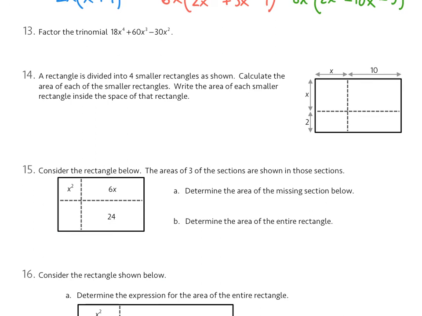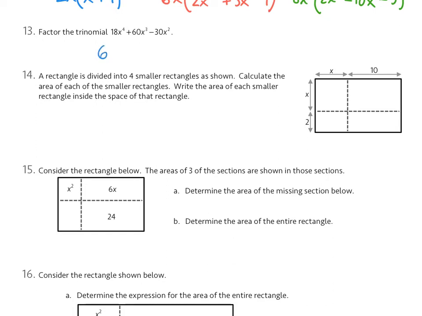13. Factor the trinomial 18x to the fourth plus 60x to the third minus 30x to the second. Let's look at these coefficients first. 18, 60, and 30 are all divisible by 2. They're also divisible by 3. If they can be divided by 2 and 3, then they can be divided by 6, and that's the common factor. Each of these terms is divisible by 6.